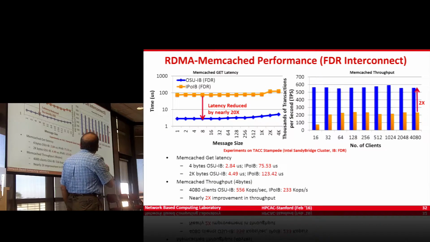This is taken again on TACC Stampede, with the FDR interconnect. Compared to IP over IB, you can see we can reduce the latency by almost 20x, a factor of 20. Here we try to scale to almost 4K clients. It is a huge Memcached setup we try to simulate. And here we saw the transactions per second, we can give you double.